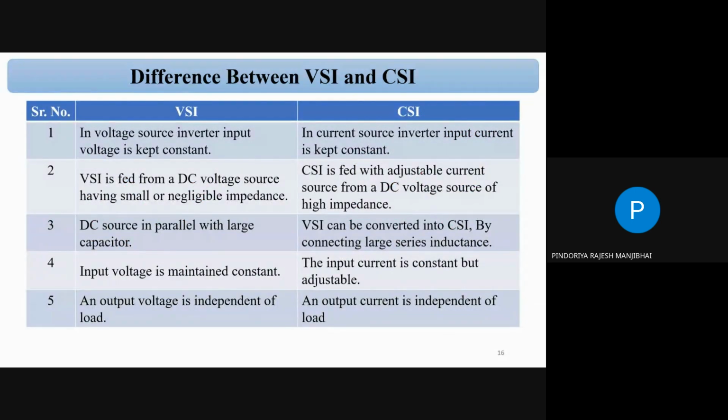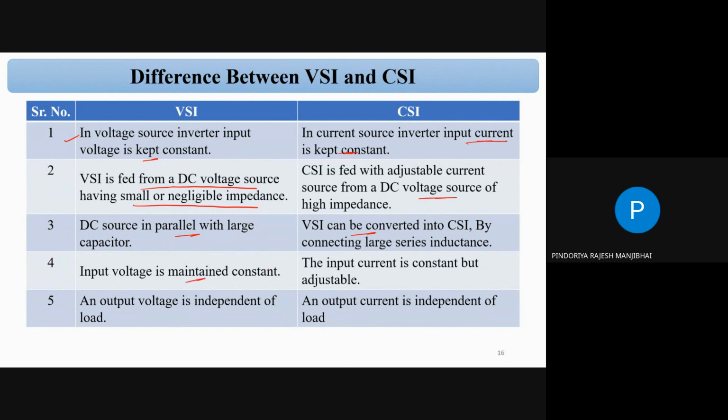Yes, so this is the difference, voltage source inverter versus current source inverter. In the voltage source inverter, input voltage is kept constant, but in the current source inverter, input current is kept constant. As the name suggests, it is a current source, so we have to maintain the constant current. Suppose it is a voltage source, we have to maintain the supply voltage constant. VSI is fed from the DC voltage source having small or negligible impedance, correct? But in the case of the CSI, there is a high impedance. DC source in parallel with the large capacitor, yes, and VSI is converted into CSI by connecting the large series impedance. Okay.